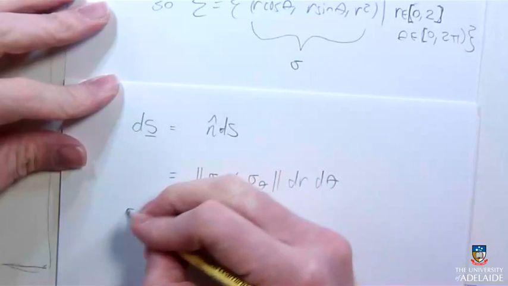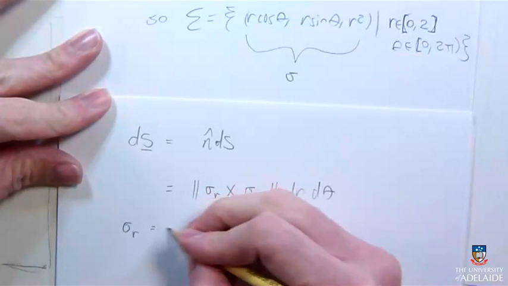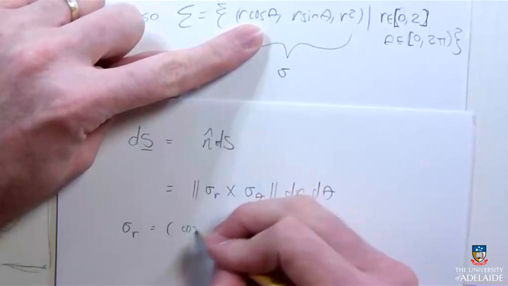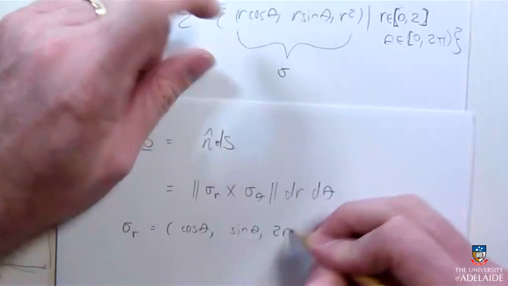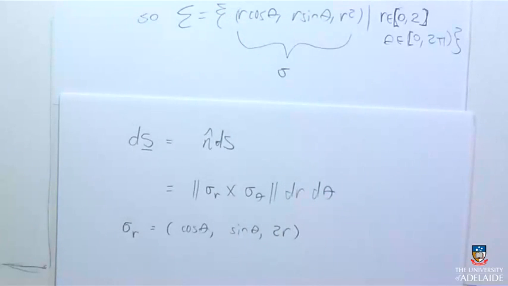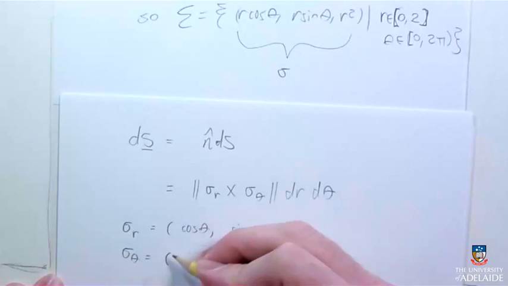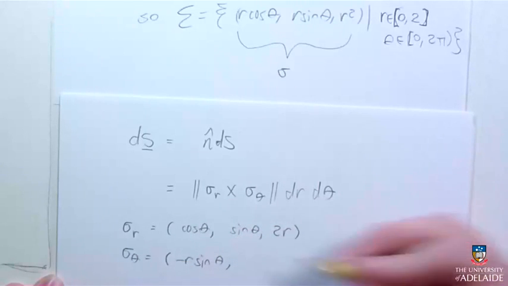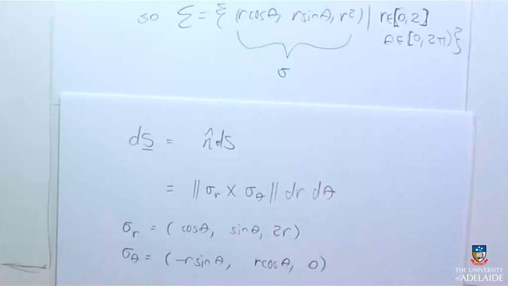So let's see. Sigma r, we've still got sigma on the screen. We differentiate that with respect to r, so the cos theta counts as a constant, so we get cos theta. The sine theta counts as a constant. That's my sigma sub r, the derivative of my parameterization using r. The derivative with respect to theta: r is a constant, it's multiplied on. The derivative of cos is sine. R is a constant multiplied on. The derivative of sine is cos. And that doesn't involve the theta, so that'll be a 0.